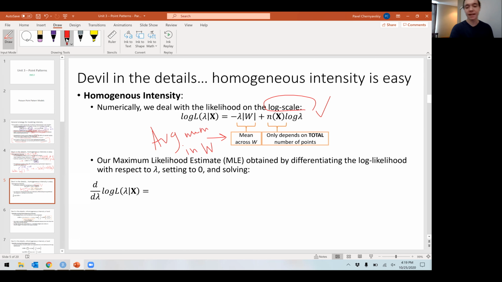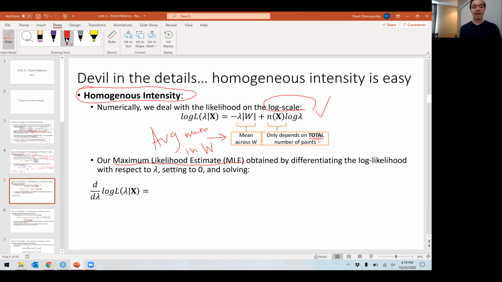Lambda times the size of our observation window. And then here, our log likelihood only depends on the total number of points, however many points you observe, not the location of each point. And that is because, again, we're dealing with a homogeneous intensity that does not vary systematically. All right, we're all set up for a maximum likelihood estimate.